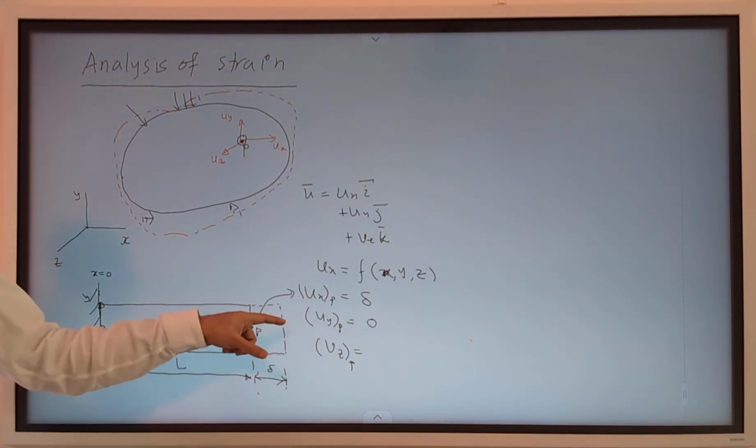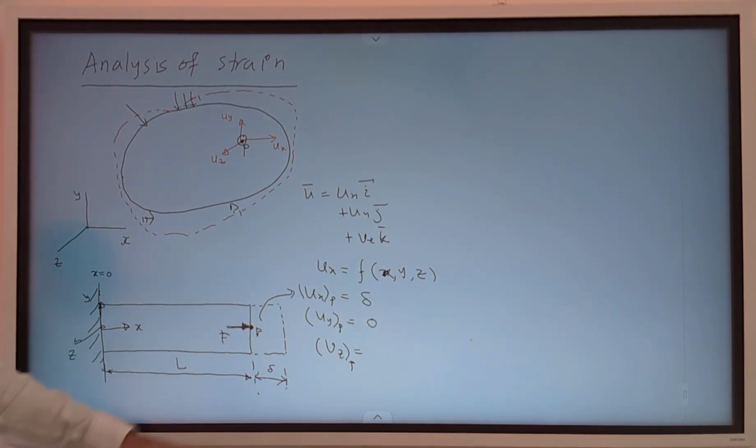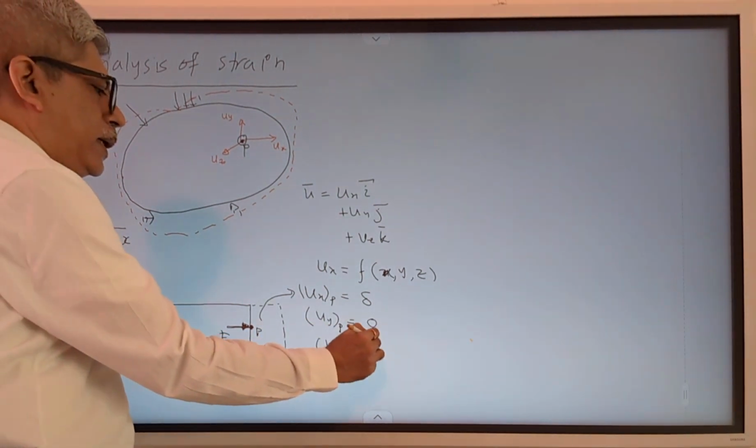If you are considering the central point, there will not be any uy. If you consider anywhere else, the uy would be there. But for simplicity, we consider that the Poisson effect is neglected. Similarly, in the z direction, perpendicular to both directions, the bar will contract, but we are ignoring that, so uz will also become 0.